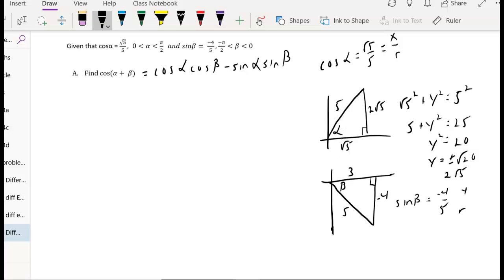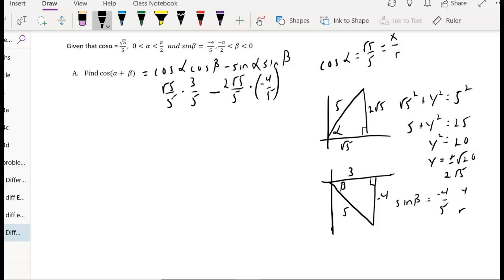All right, the cosine of alpha, over here on the alpha triangle, x over r, is rad 5 over 5. I guess that was already given, so we didn't have to look too hard for that. Cosine of beta, with the beta triangle, x over r, is 3 over 5. Sine of alpha is up here, and that is opposite over hypotenuse, so that is 2 rad 5 over 5. And then the sine of beta, which is down here, is negative 4/5, also given, so times negative 4/5.